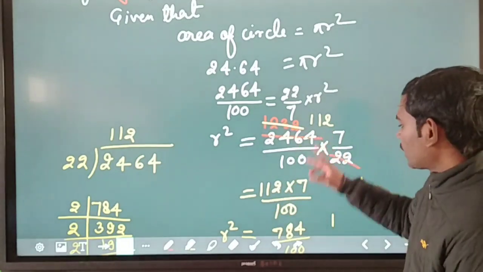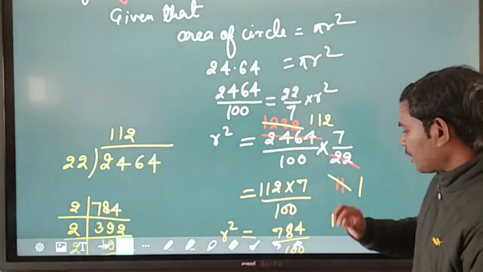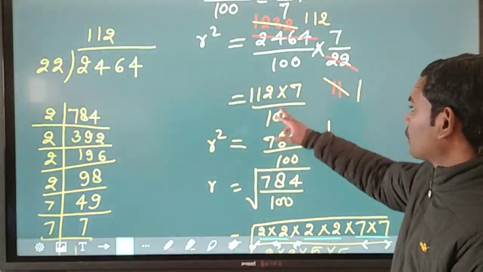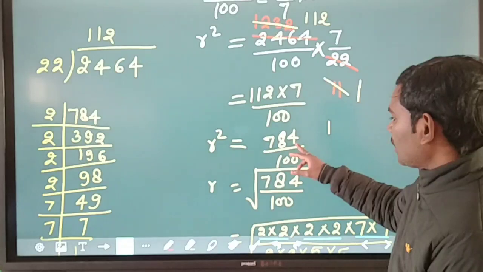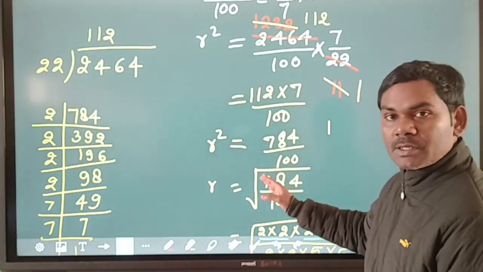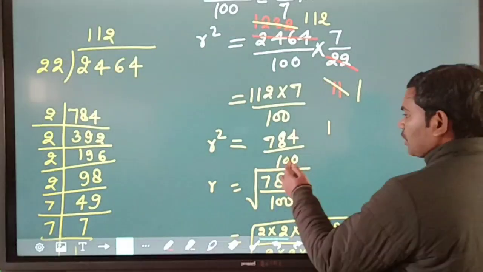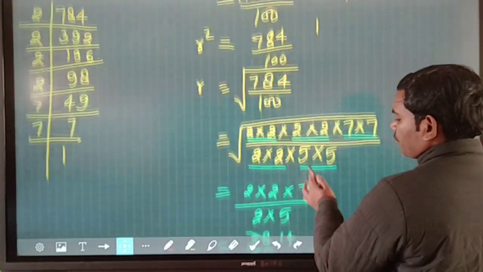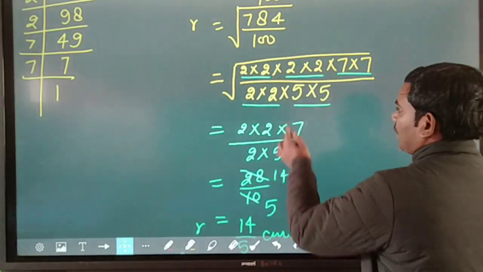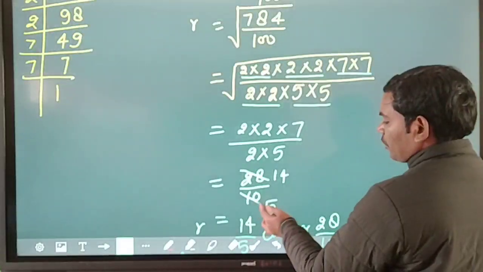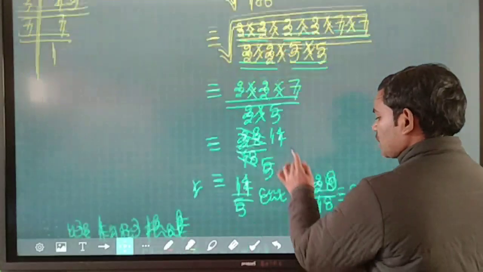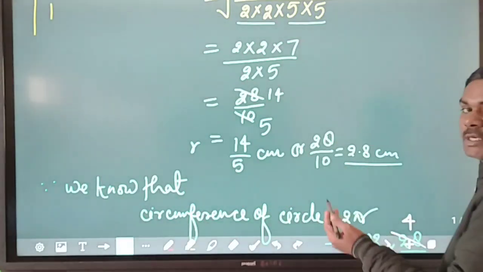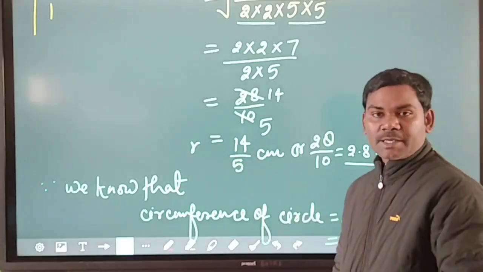So we write 112 into 7 upon 100. The product of 112 into 7 is 784 and 100 remains unchanged. Now getting the square root of 784, we have found 28, and the square root of 100 we have found as 10. So the radius becomes 14 upon 5 or 28 by 10 or 2.8 centimeter. All these quantities are the same.